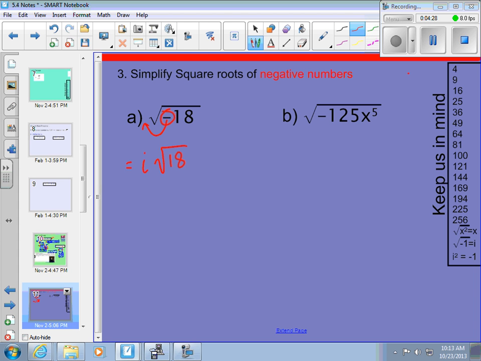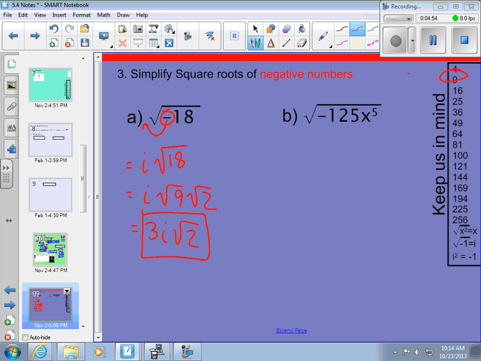So if you look, are there any perfect squares that go into 18? Yeah, 9 is a perfect square that goes in there. So we would say this as the square root of 9 times the square root of 2. The square root of 9 simplifies to 3. So the answer for this one would be 3i square root of 2. It's an imaginary number answer.